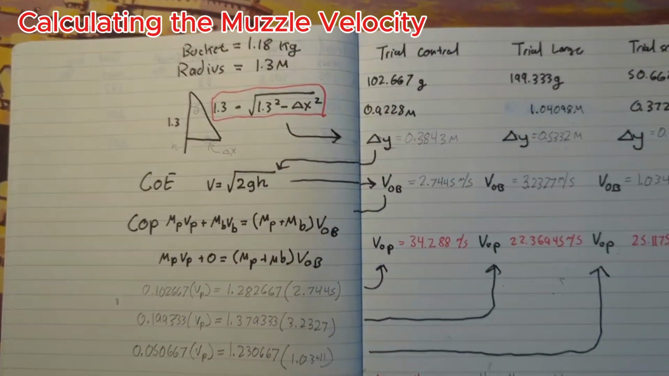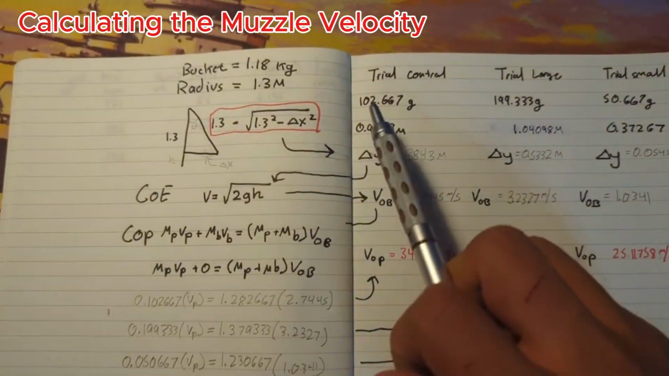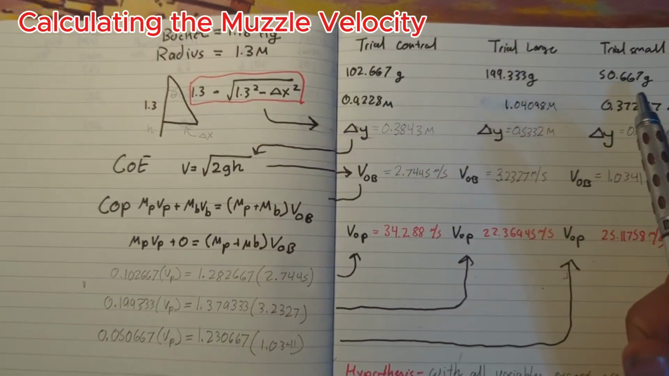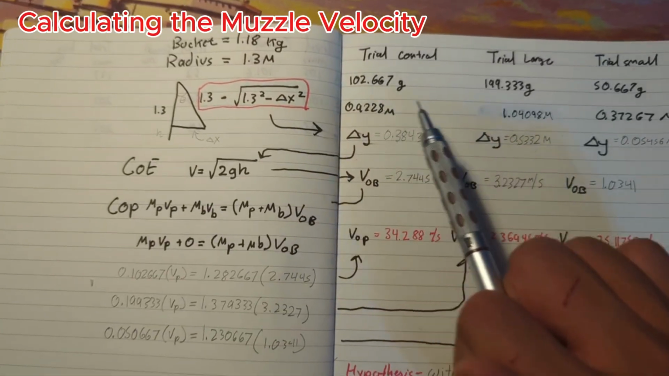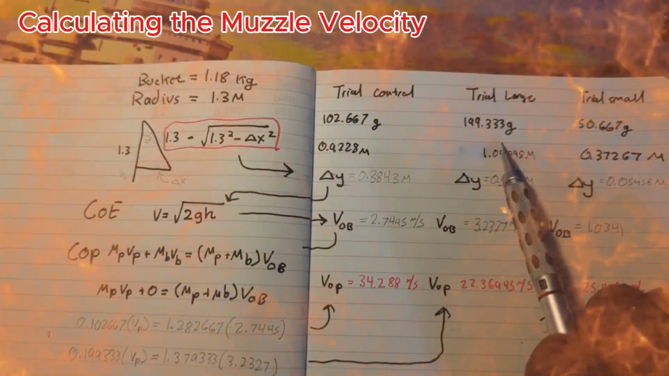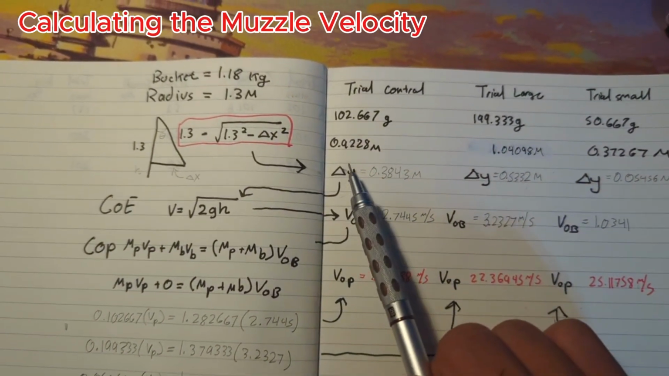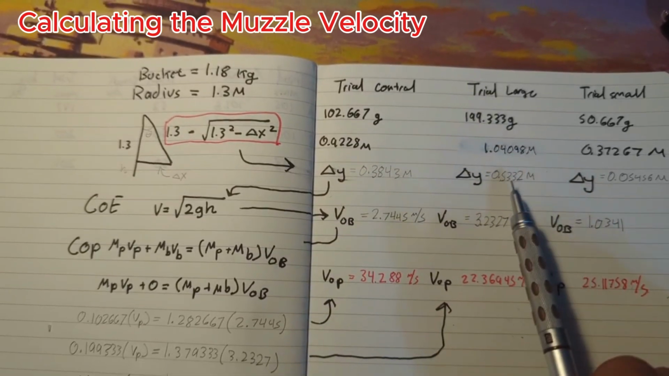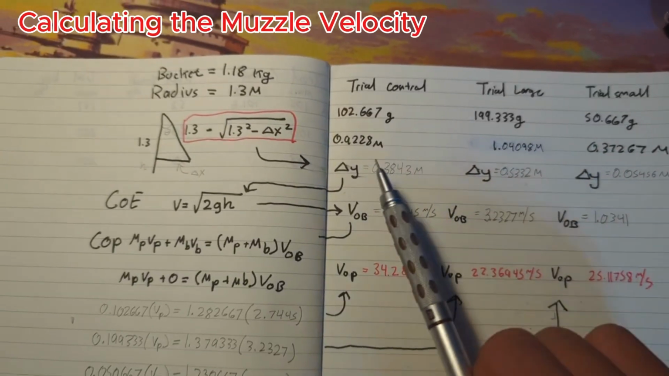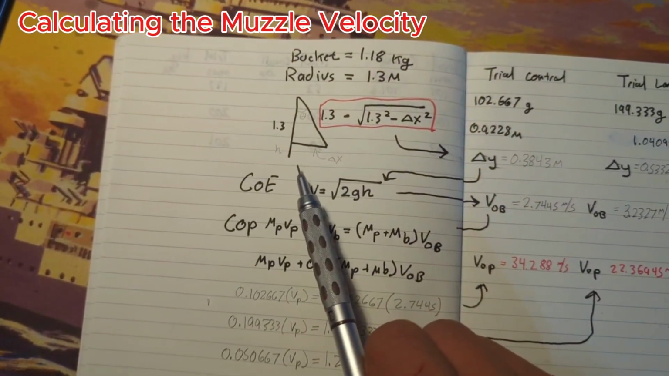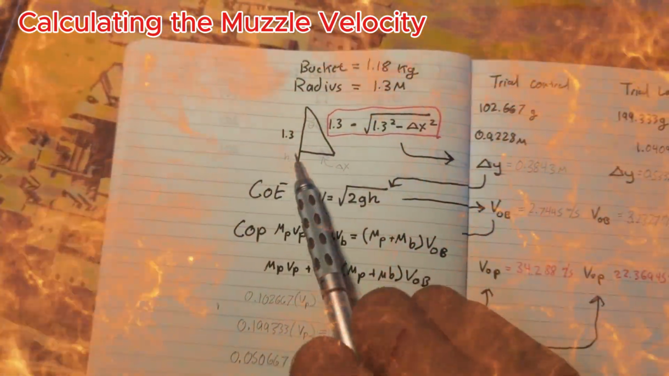So, after we get all of our data on the field right here, I take averages of the 3 masses for the 3 trials: the controlled trial, which is roughly 100 grams, the large trial, which is roughly 200 grams, and the small trial, which is roughly 50 grams. Then from there, I again average out the horizontal displacement that the bucket made from each shot. From there, using the Pythagorean theorem, I'm able to calculate how high it went.